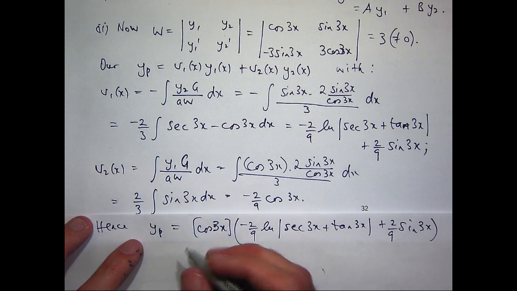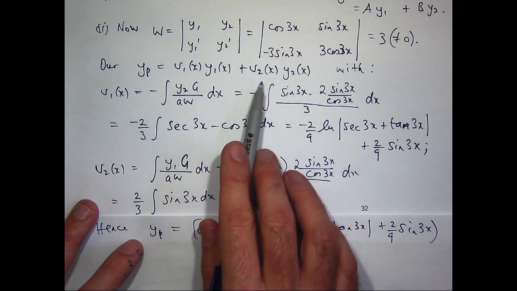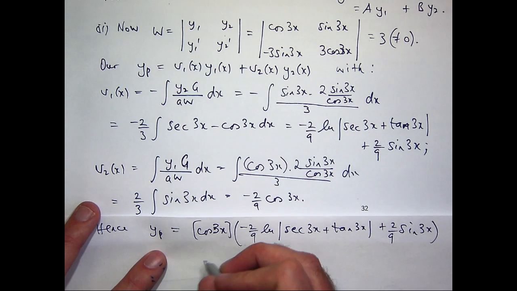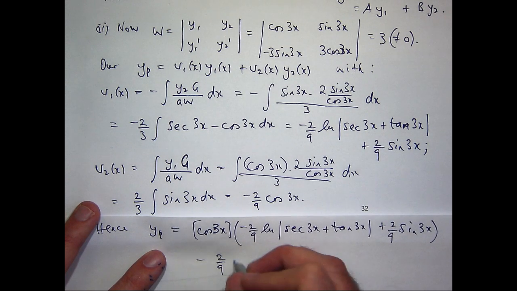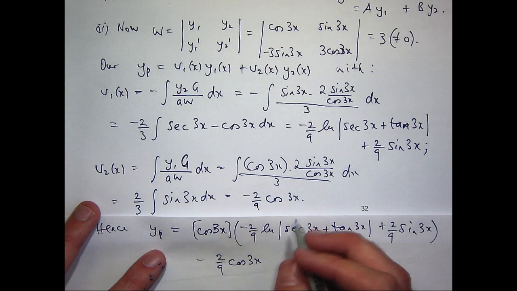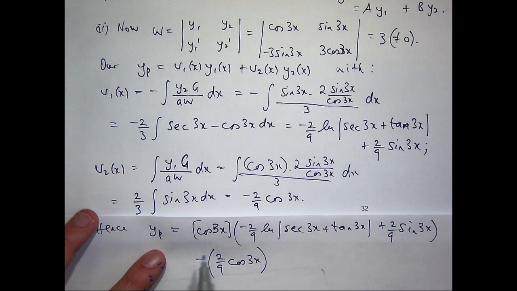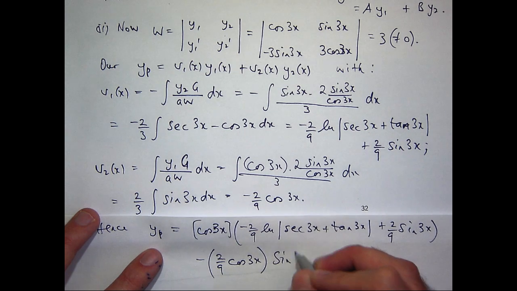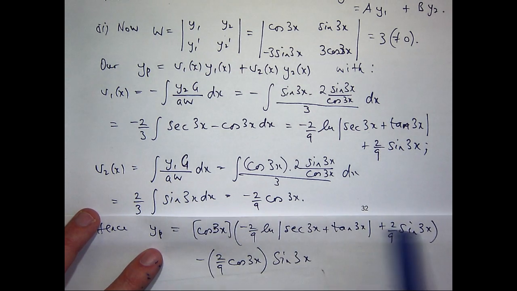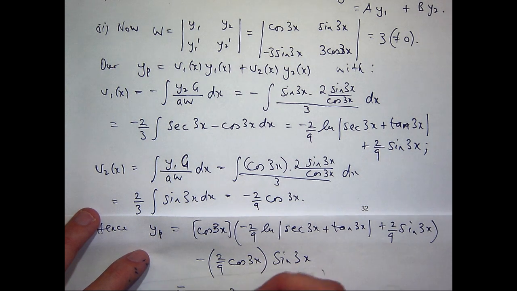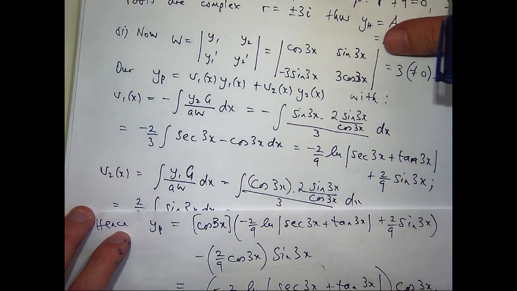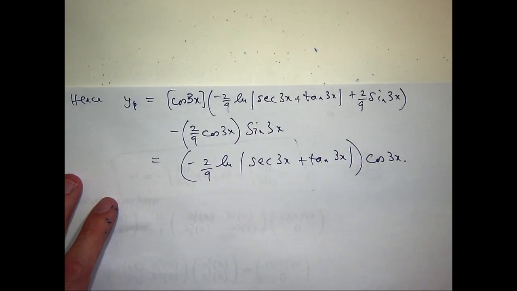Okay, and the other part is going to be what, v sub 2 times y sub 2, so y sub 2 sine 3x. So again, if you look closely, you're going to get two terms cancelling out. So let me move that up a bit. There we go.